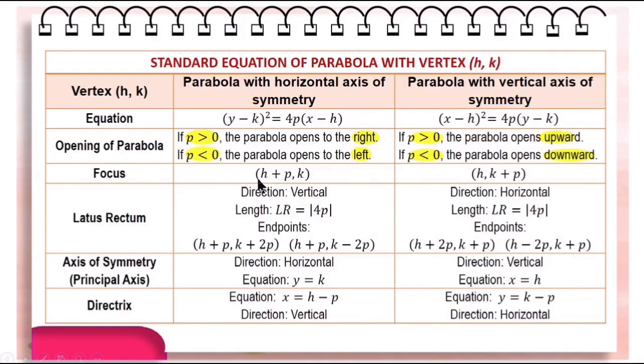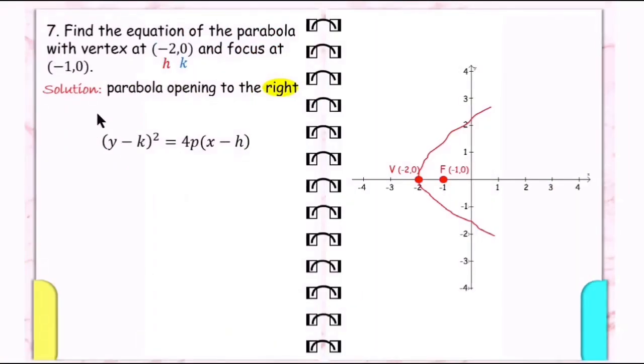Remember that the focus is h plus p, then k. Dito, nakuha ang -1 kasi inadd ang value ng h at p. Para makuha ang value ni p, since given ang vertex at ang focus, we can just count the distance of the focus from the vertex. The distance from the vertex to the focus is 1 unit. So p is equal to +1, since the parabola opens to the right.